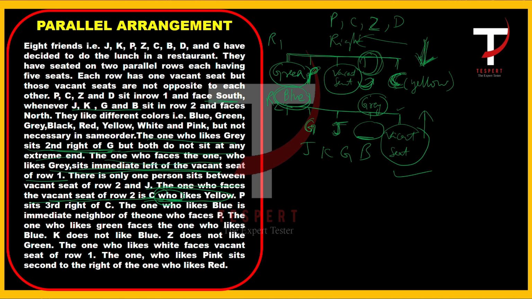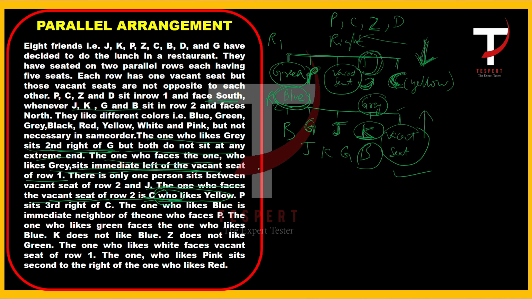And K doesn't like blue. K doesn't like green either, so K doesn't come here. If K doesn't come here, K must come here. Which one is the remaining one? B. So B must come here. So B, G, J, K is the order.